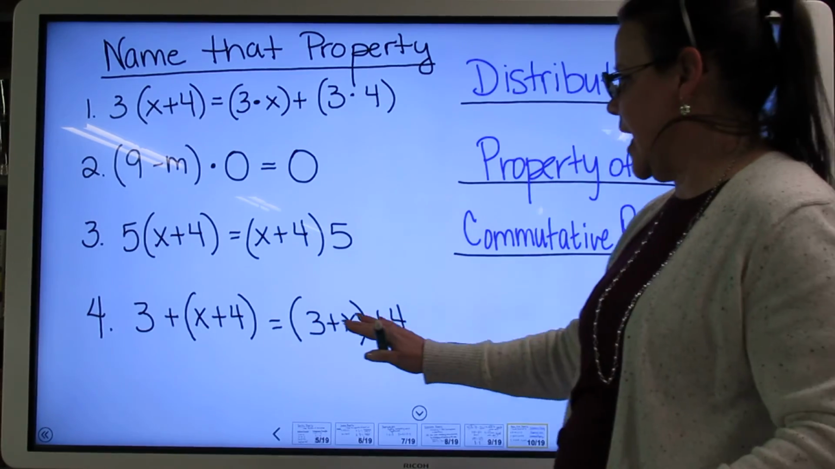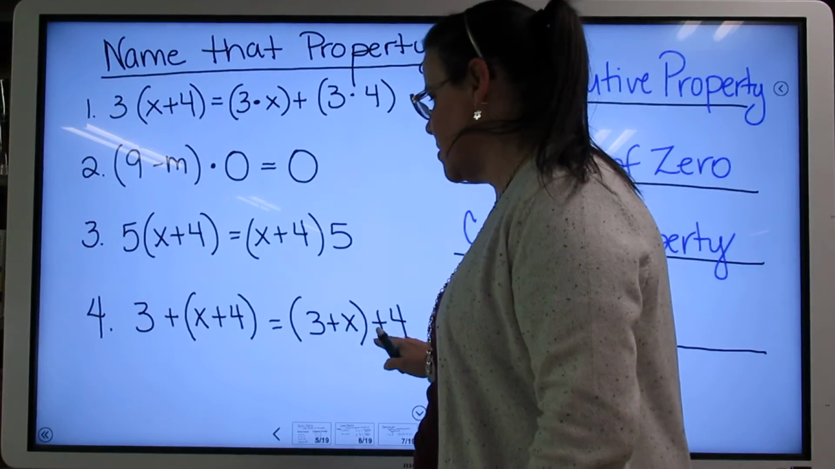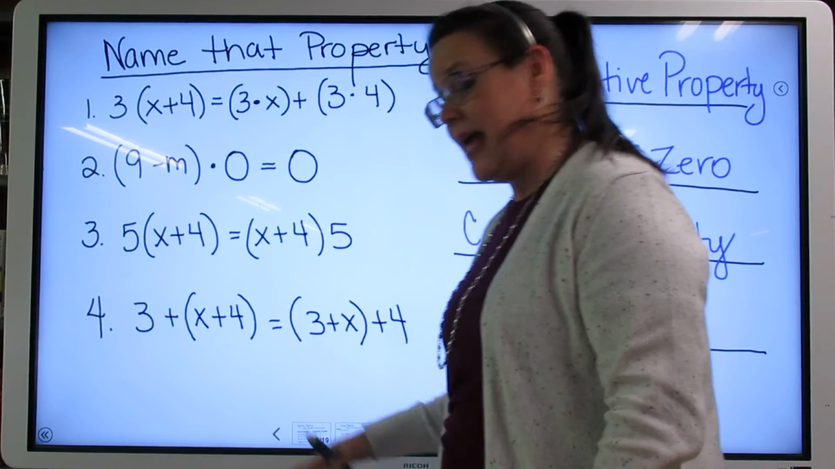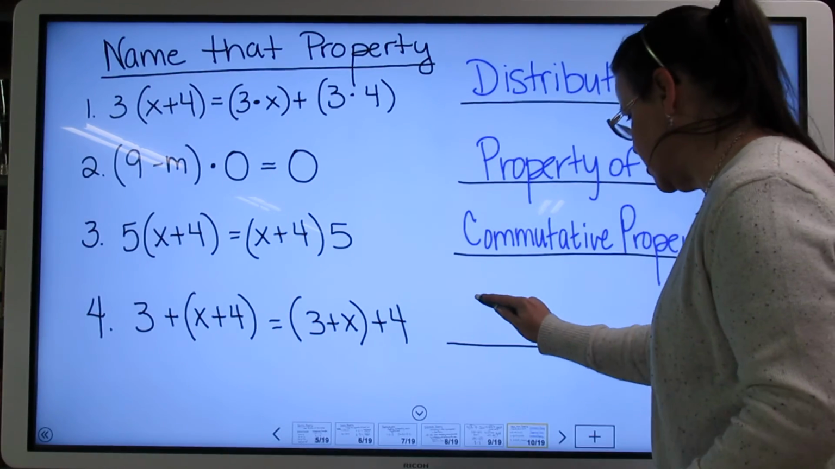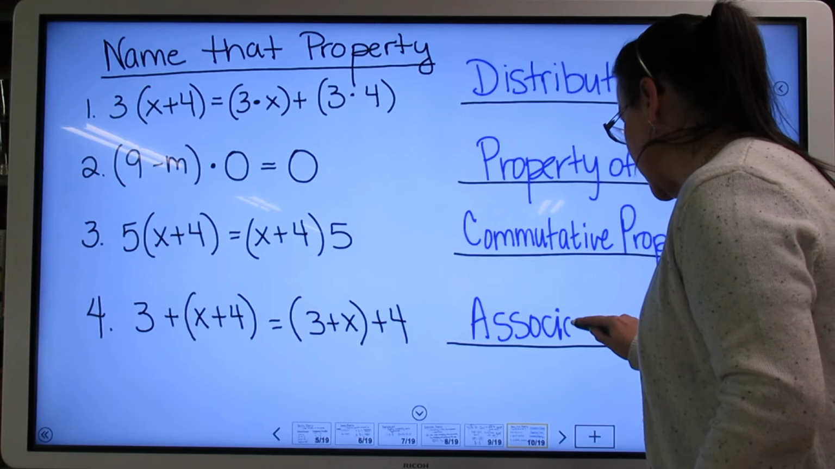And the next one we have parentheses. They kept all the numbers in order, but they switched the parentheses. They switched the grouping of them. And that would be the associative property. Hopefully you said that out loud and you knew that answer.